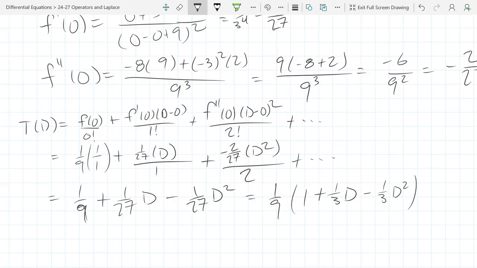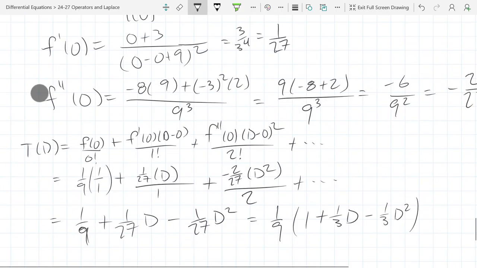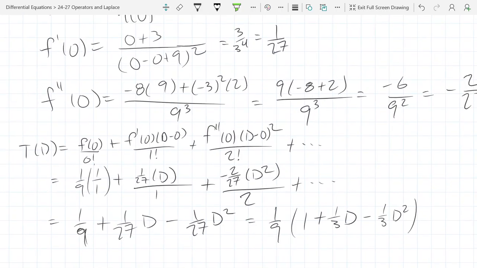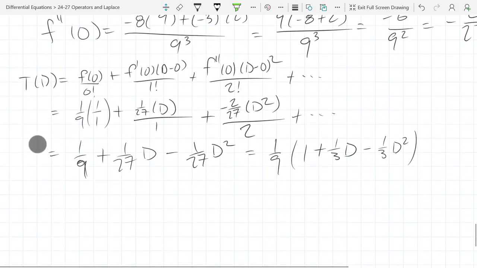Okay. So in the book, this is referred to as a series expansion of the inverse operator obtained by ordinary division. So that's what this sentence means. What we just did. Okay, so it's not the full Taylor series, but this is the first three terms.